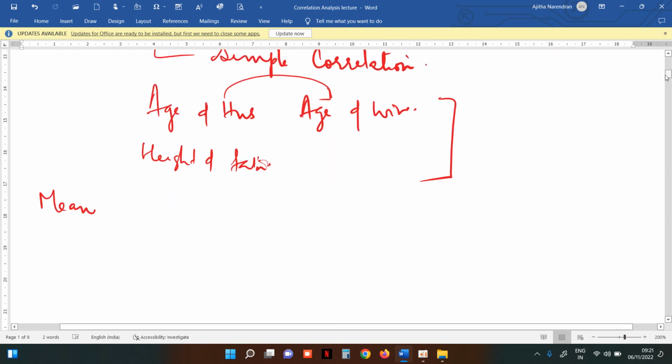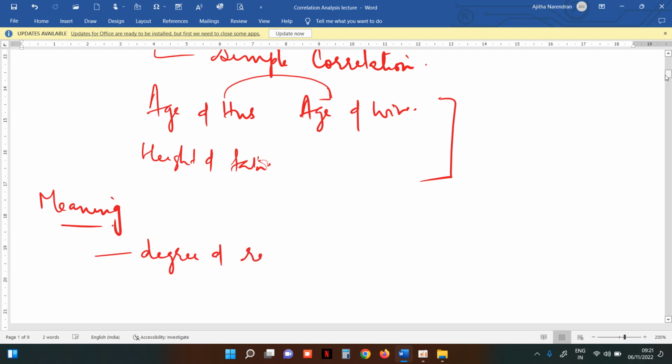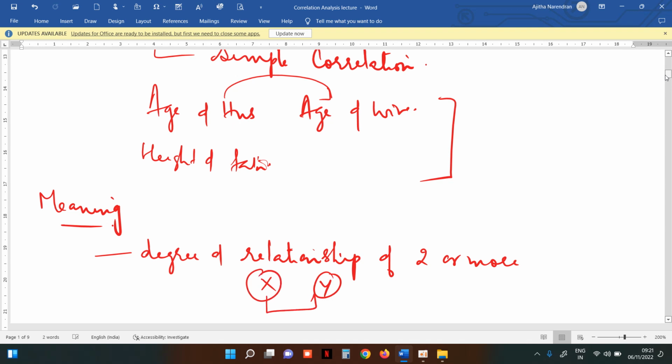So let us see the meaning of correlation. It tells you about the degree of relationship of two or more variables. To what extent, if you are taking x and y, do these variables have a closeness? Whether they have a positive relationship, a negative relationship, or no relationship. If there is no relationship, the correlation is said to be zero. If positive, the result will be positive. If negative, the result will be negative. So this is the meaning of correlation.